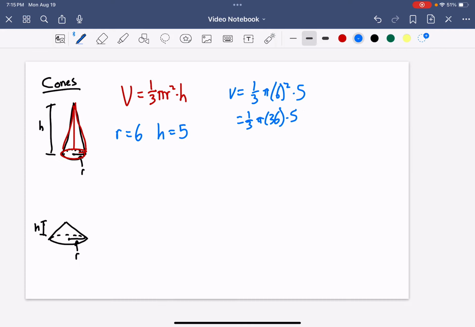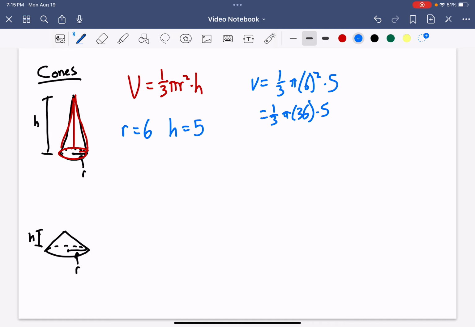I'm not going to jump the gun and try to cancel out the 1/3 and the 6. Now, these guys can get canceled out, and that's going to give me 12 pi times 5, which would equal 60 pi. And so it's 60 pi units to the third if I'm being exact. Or if I wanted to, I could times 60 by 3.14 and get 188.4 units to the third if I'm using an estimate like that.